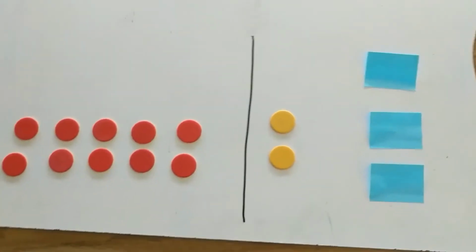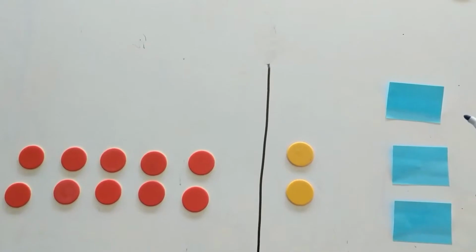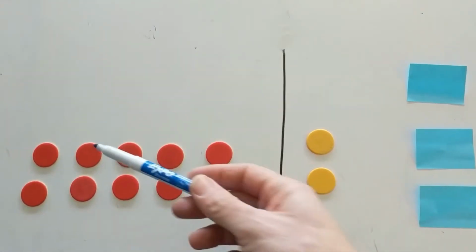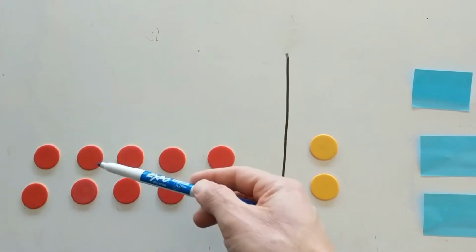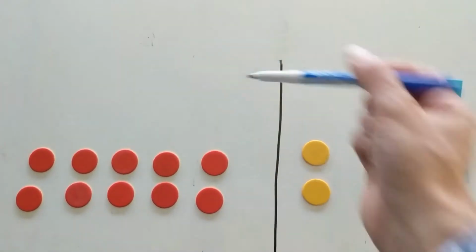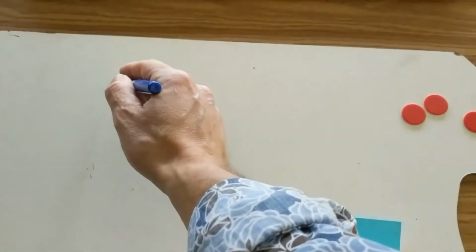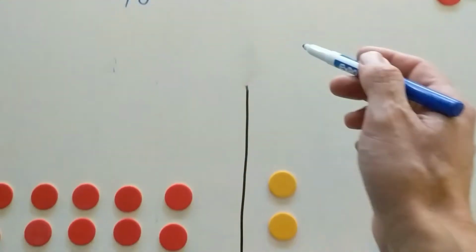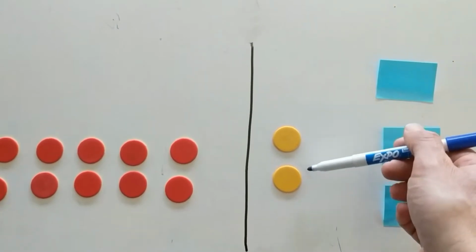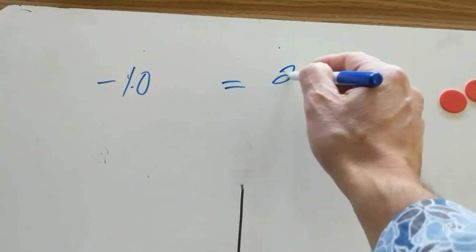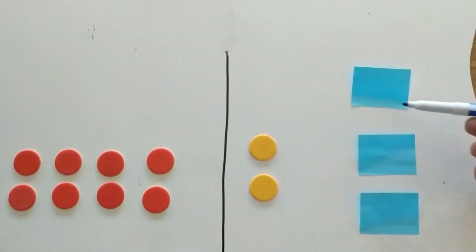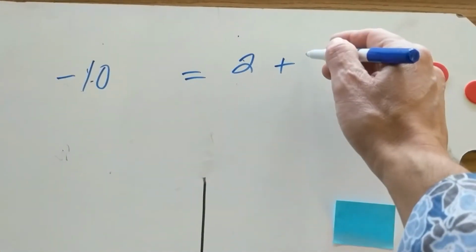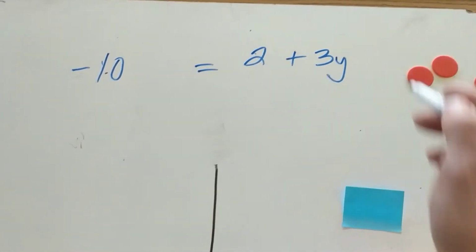Taking a look at a second example, we'll start with the algebra tiles this time and fill in our numbers. So on the left-hand side, we're starting off with 2, 4, 6, 8, 10 counters. And since they're red, they're going to be negative. And on the right-hand side, 2 positive counters and 3 variables. This is going to represent, we'll use y as our variable, 3y.